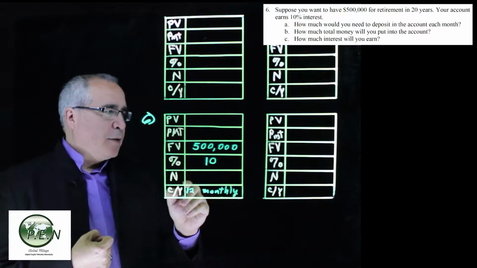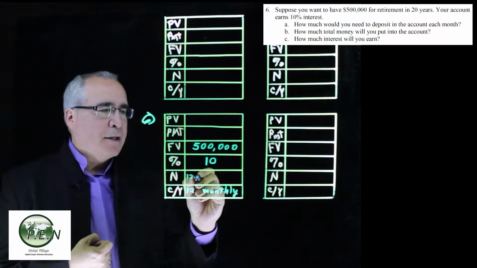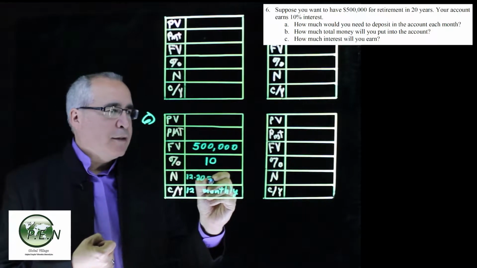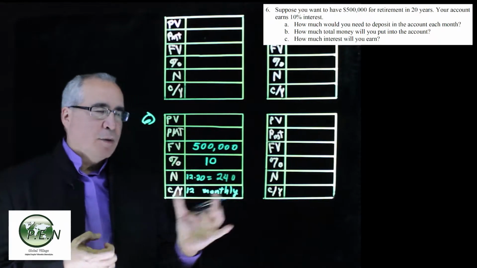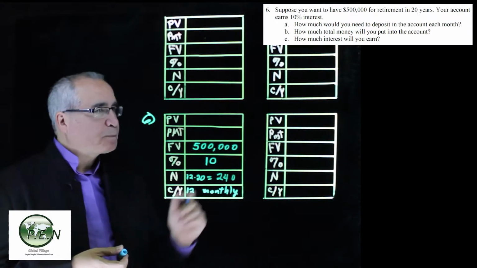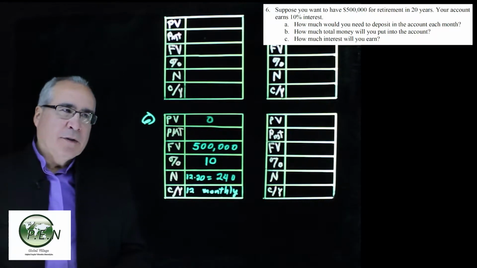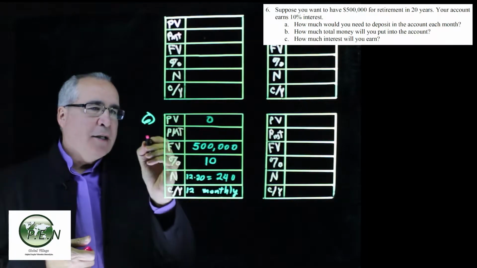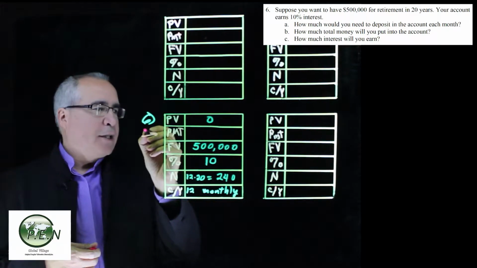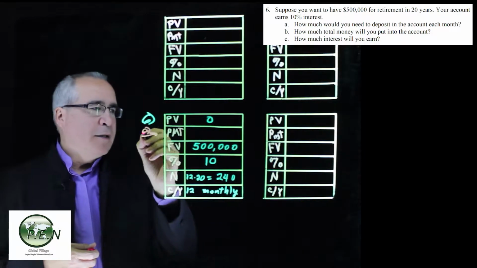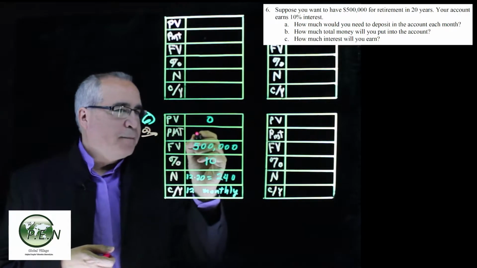Okay. So then our periods for 20 years, there's going to be 12 months in every year. So 12 times 20 tells us that we're going to have 240 periods, 240 months in our 20 years. We have no starting amount, no present value. So for this, we click on the payment key, and this is going to give us the amount that we need to deposit each month to be able to get that $500,000.